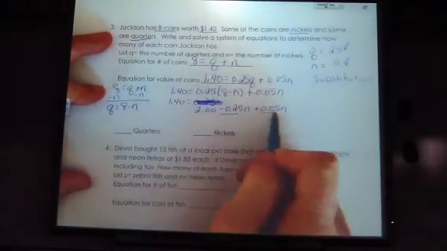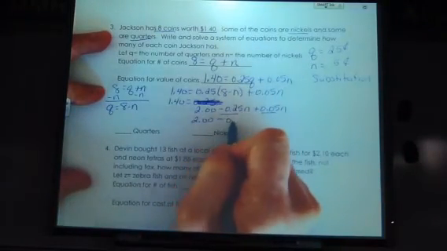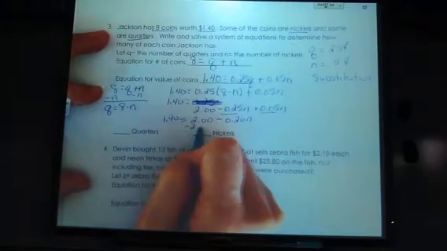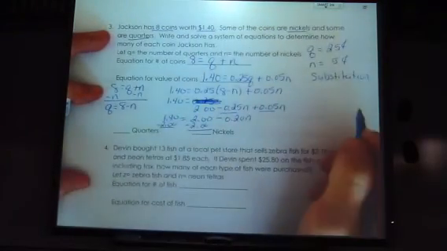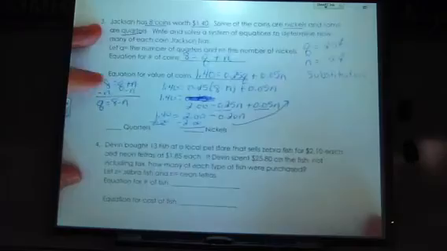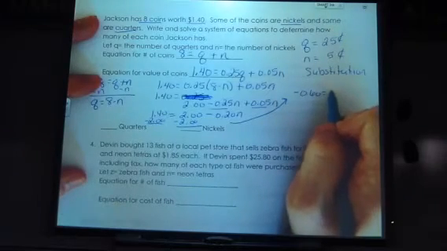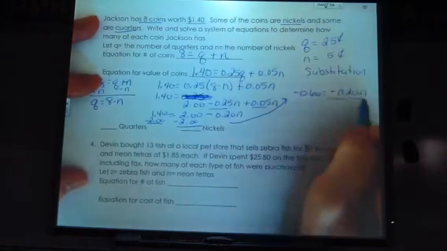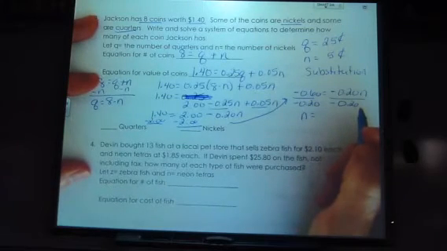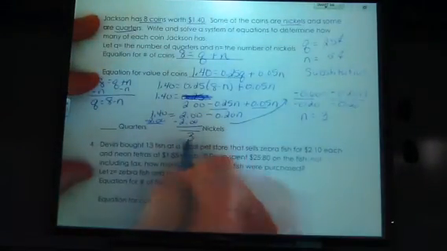All right, combine your like terms. We're going to subtract the $2. Just going to move it over here. So I have a negative 60 cents equals negative 20 cents times n. And then I got to divide by the negative 20 cents. Therefore, n equals positive 3. So we have 3 nickels.